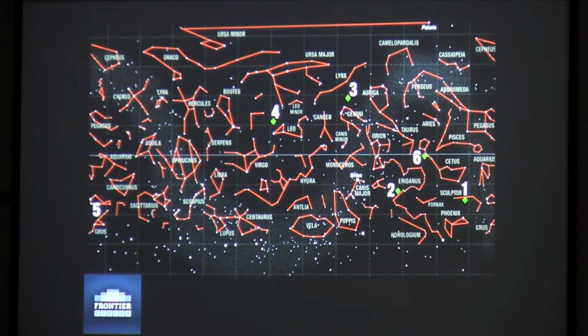You'll also notice this little haze. Does anyone know what this haze is? The Milky Way. Okay, good. And you'll also notice that the numbers avoid this. Does anyone know why?